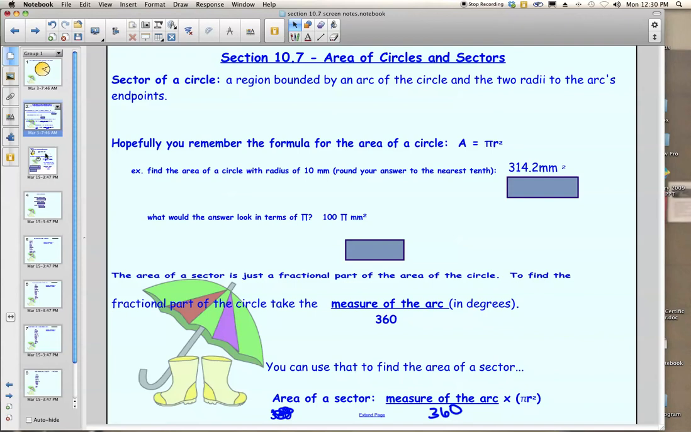Those are the two formulas that we're going to use today. The basic area formula for a circle, pi r squared, and then the area of a sector, which tells you that you have to take the percent of your circle that the sector takes up and then take that times the area.